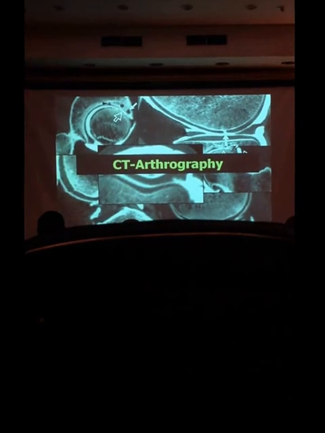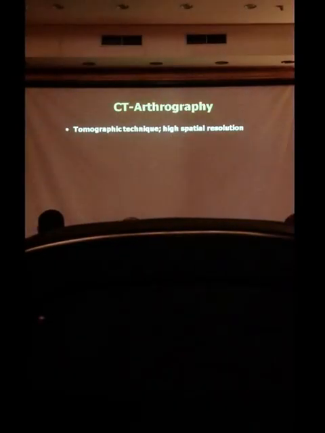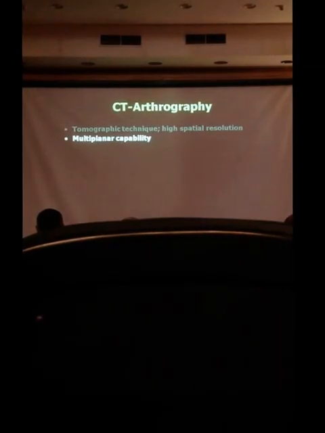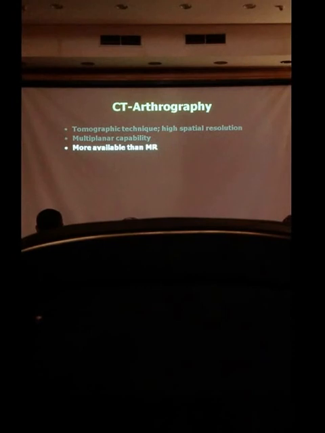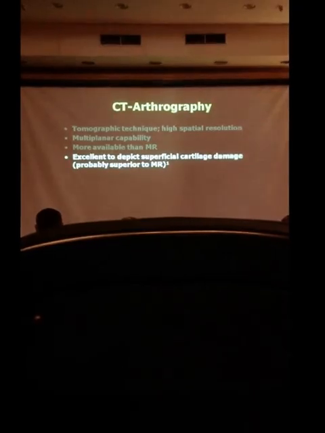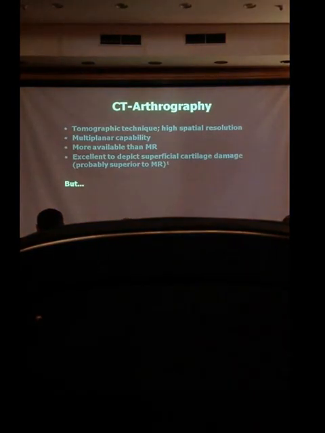CT arthrography, with a couple of examples, is another technique. It's tomographic as well, with high spatial resolution, even higher than MRI. It has multi-planar capability as well. It's more available than MR in a way, and it's excellent to depict very superficial cartilage damage. It's probably superior to MRI. We have very preliminary data in the literature, but we don't have a lot of work done in that regard to affirm that. The problem is, it's invasive.